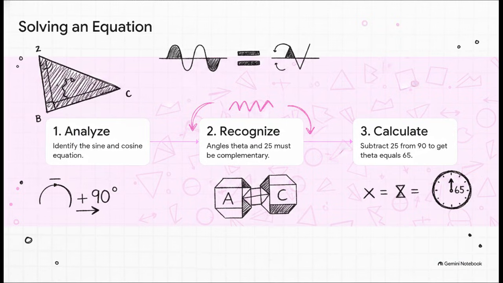Okay, step 2 is where our new rule kicks in. For sine to equal cosine, those two angles, theta and 25 degrees, well, they absolutely must be complementary. They have to add up to 90. So, step 3 is just simple arithmetic. We calculate 90 minus 25, which gives us 65. Theta is exactly 65 degrees. Actually, it's a remarkably straightforward process once you spot that hidden connection.